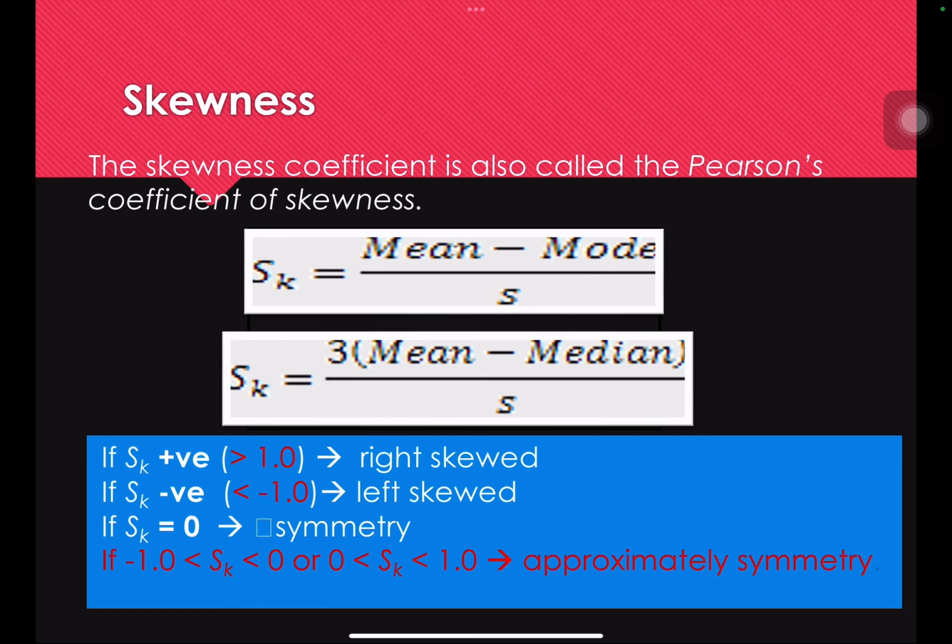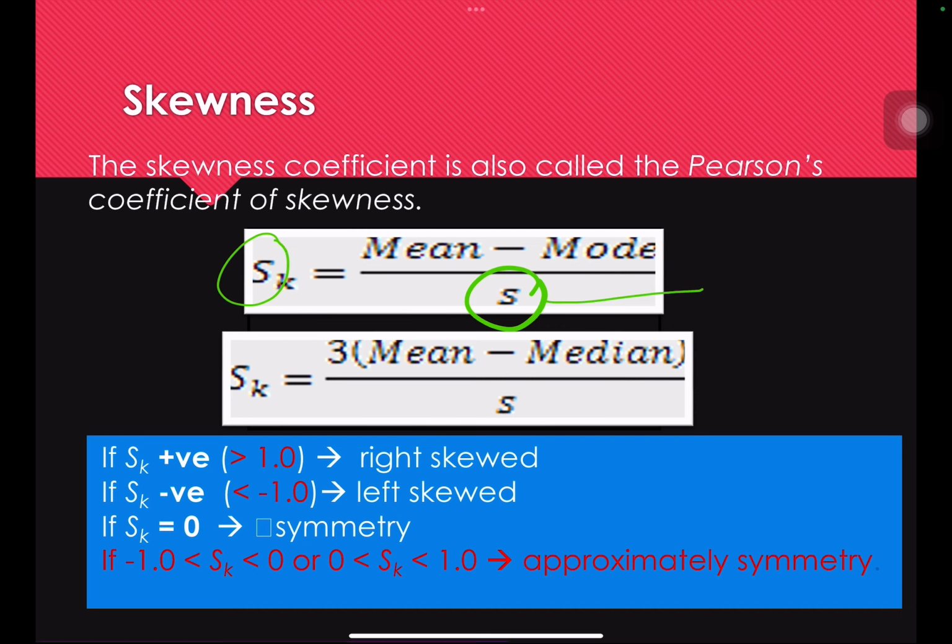Okay. Now we have the formula. Last time, I think yesterday, we compared median and mean. Correct? Okay. So now we have formula. The skewness coefficient is also called the Pearson coefficient of skewness. And we have two formulas here, where SK stands for skewness. Then we take mean minus mode, divided by S. What is S then? This one is also S. That one is capital S, skewness.